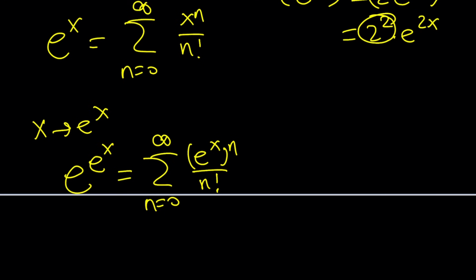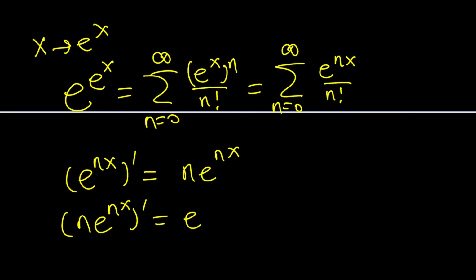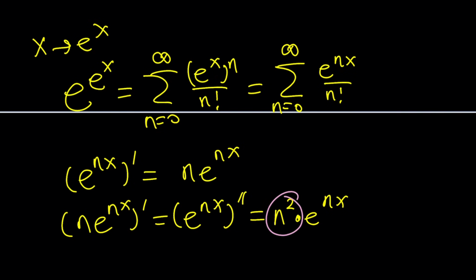All right? So now this gives us something interesting. This gives us the sum from n equals 0 to infinity of e to the power nx divided by n factorial. Guess what? We're going to differentiate e to the power nx. When you differentiate e to the nx once, you get n times e to the nx. If you differentiate one more time, you get n times n times e to the nx, which is n squared times e to the nx. So this gives us an opportunity to get n squared in our equation, which needs to be in the numerator, by the way.